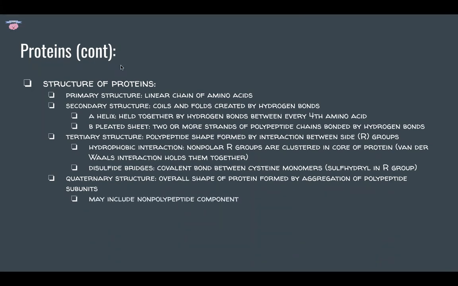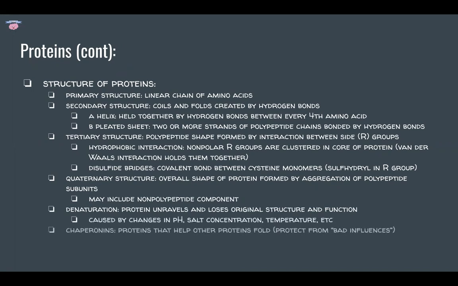Quaternary structure may include a non-polypeptide component too. A protein is not just made up of polypeptides. Proteins are much more complicated than that. Denaturation is when the protein unravels and loses the original structure and function. So we don't want this to happen, because then the protein's dead. We can't do any of the amazing functions we listed on the previous slide. This can be caused by changes in pH, salt concentration, temperature, etc.